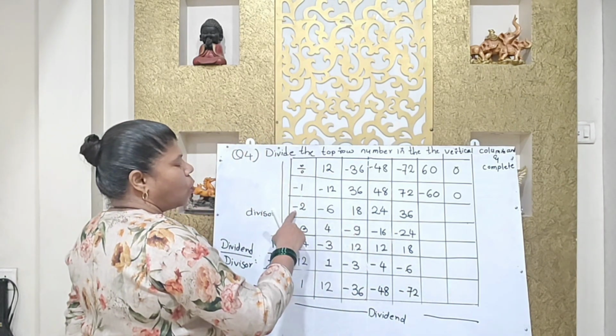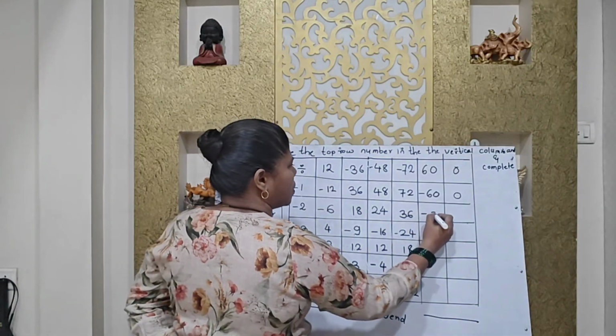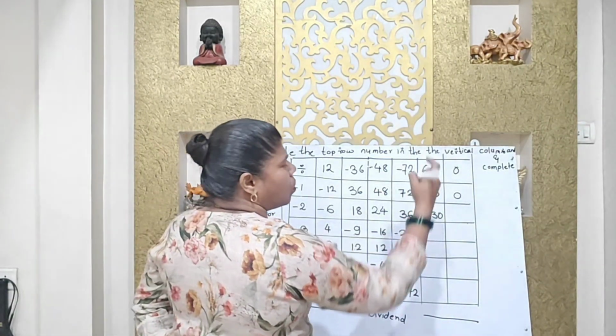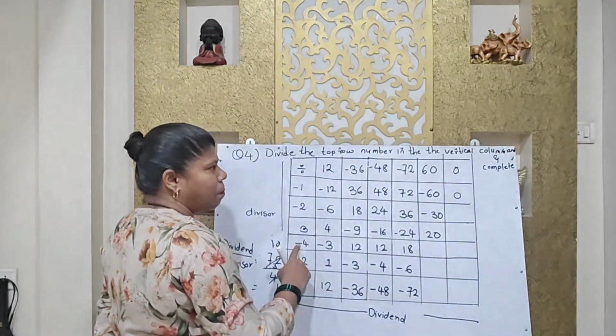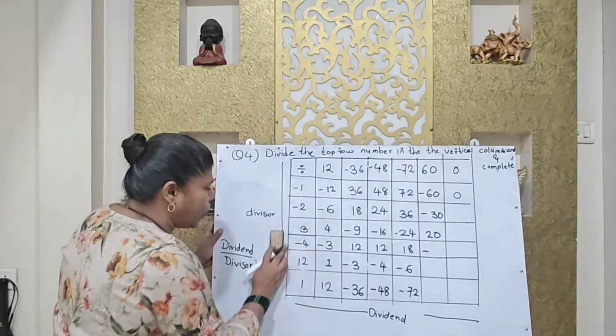Okay. Now, minus 2 divided by 60, minus 30. Make it half. 3 divide karo. 3 2s are 6 and 0. Minus minus plus. Answer will be plus. So do it here.